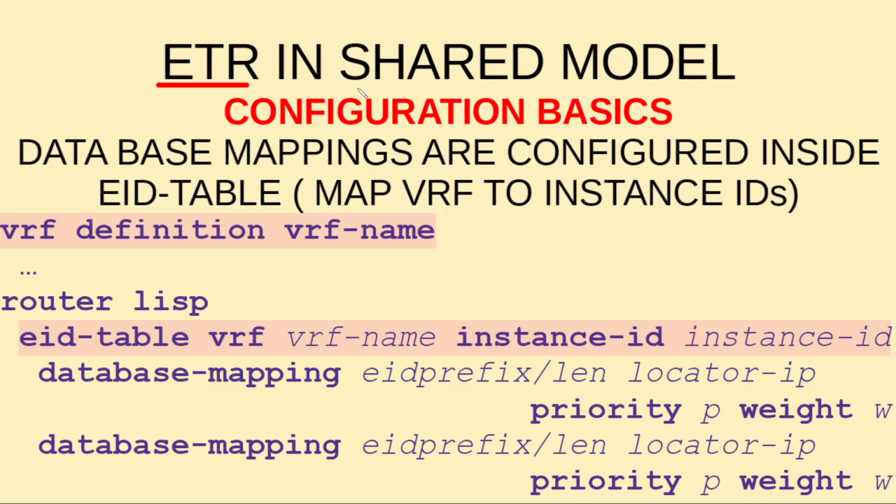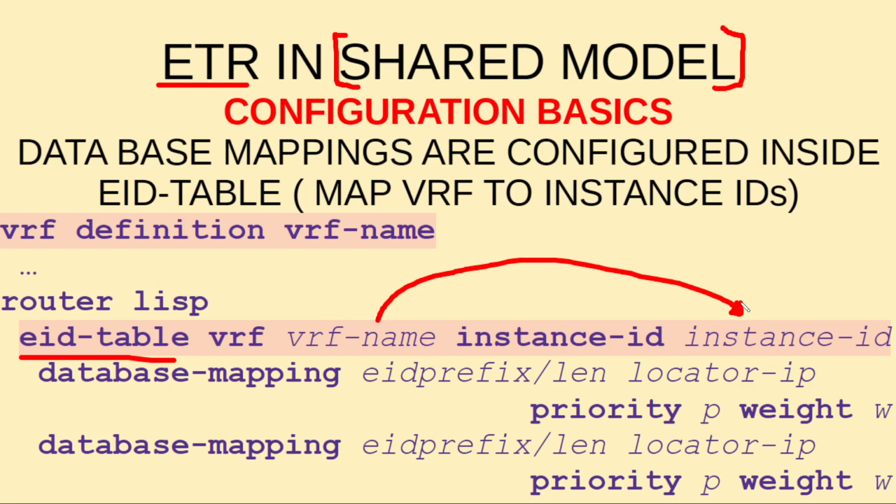Remember that we're talking about the share model that only virtualizes the EID space. We are not virtualizing the RLOC space. The particular command that does the trick is the EID table command that is going to relate a particular VRF with an instance number, because LISP uses instance numbers in order to identify VRFs. So this is the particular command that does the trick.